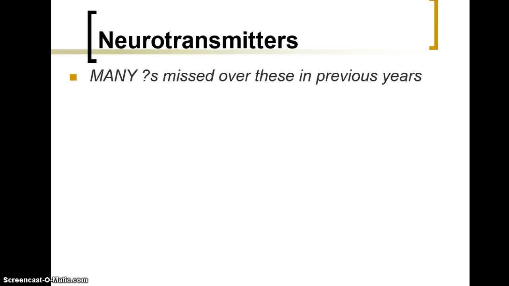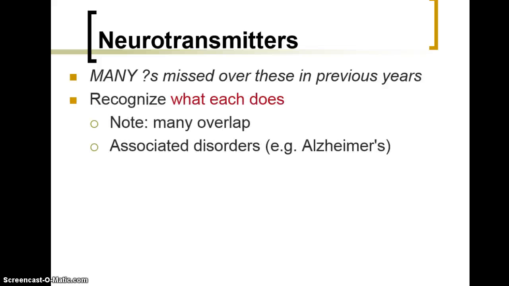Neurotransmitters, the little chemicals that are in the brain. A lot of misunderstanding with these from last year. Please make sure you've got mnemonics. I've given you all those little tricks to try to remember. So make sure that you recognize which each one does. And yes, some of them do overlap, so be aware of that. Note what associated disorders are with them, like Alzheimer's. That goes with acetylcholine, serotonin with depression, and so forth.